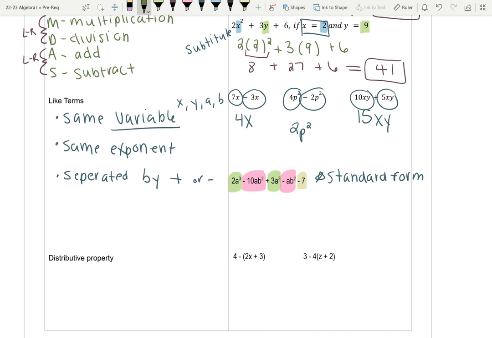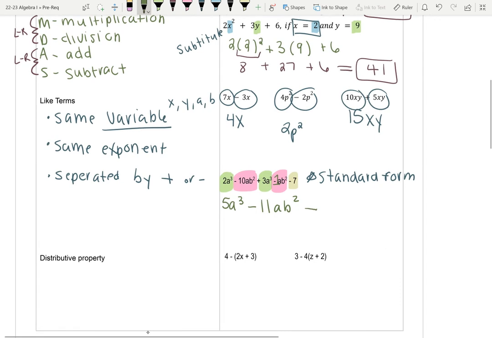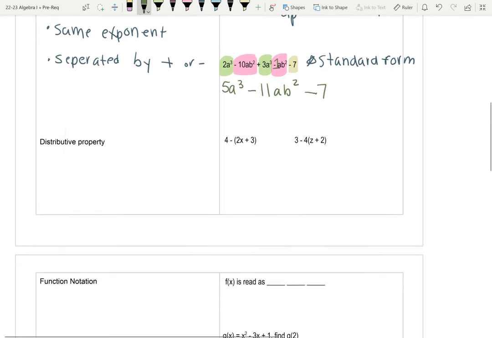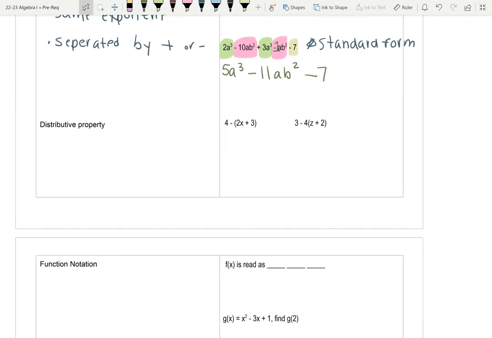So let's start with our first ones here. We have 2a to the third and 3a to the third combines to become 5a to the third. Negative 10ab squared minus ab squared becomes negative 11ab squared. Don't forget there is that like invisible 1 right here. That helps you remember. And then we have a minus 7, doesn't go with anything, so I'm going to stick it at the end.